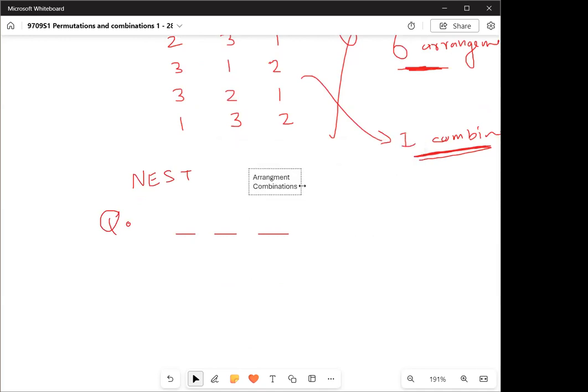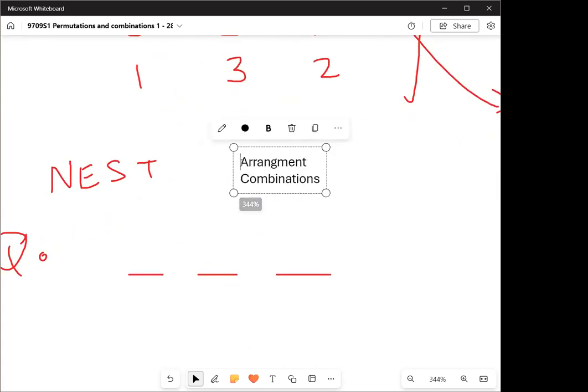Any questions? This is the question. Any doubts in understanding the question? No. So you know what the question is asking. The first part is asking us to find the permutation. The second part is asking for the combination, as it says.